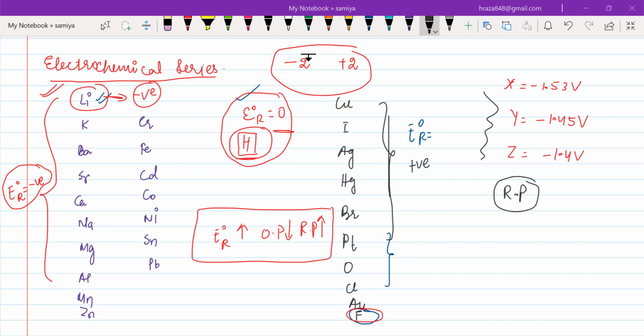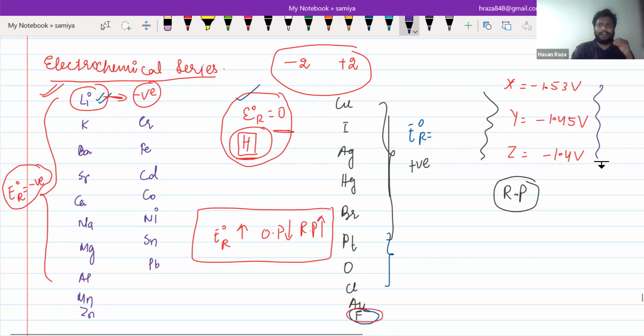Z has the most reducing power and X has the least. Highest reducing power, it's Z. Very good. You can see, the greater the value of E naught R, the least negative it is, the greater it is. That means Z will have the most reducing power, and then Y, and then X.